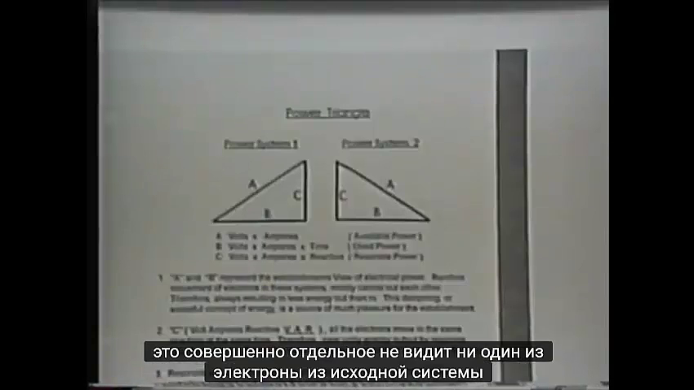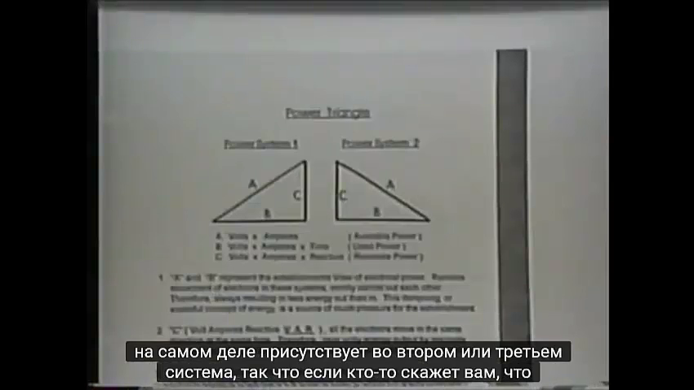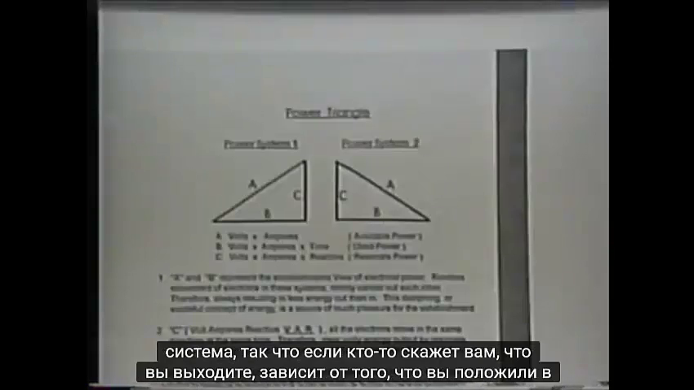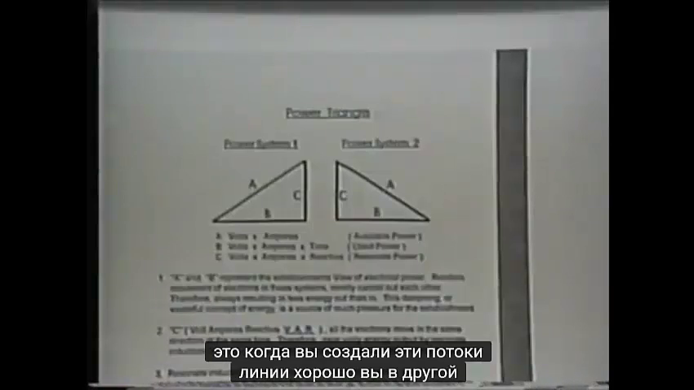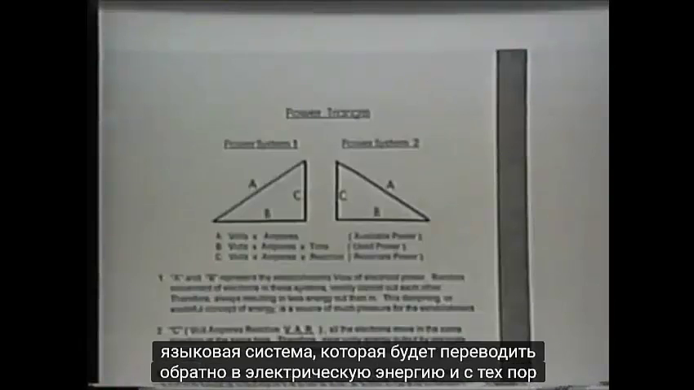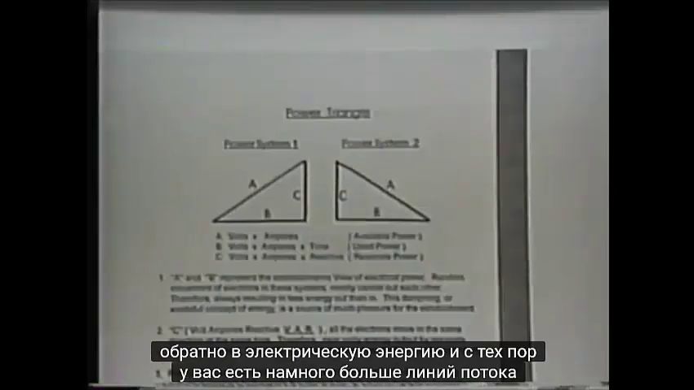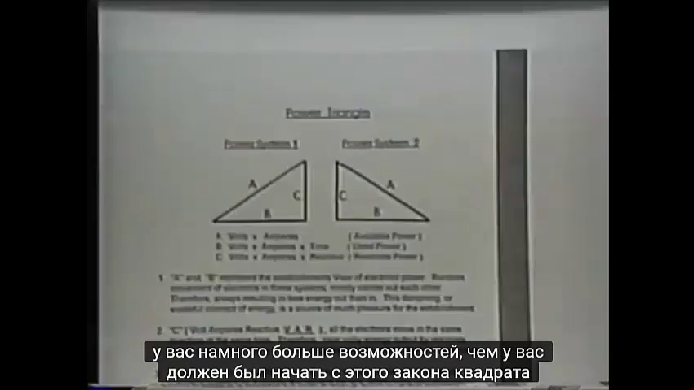See, none of the electrons from the original system are actually present in the second or third system. So if someone tells you that what you get out depends on what you put into it, once you've generated those flux lines, well, you're into a different language system, which will translate back into electrical energy, and since you have a lot more of the flux lines, you have a lot more potential than you had to begin with.